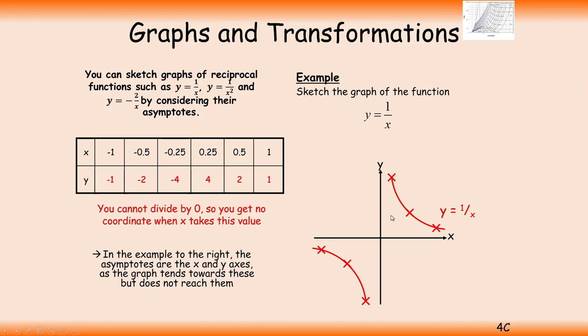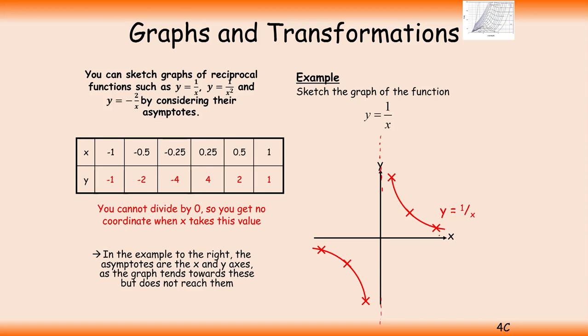So asymptotically, what we've got here is these curves, this one here is tending towards the y-axis, but it's never going to get there. So this is what's known as an asymptote. It's often shown by a dotted line. In this case, because it's the y-axis, it's not shown as such.